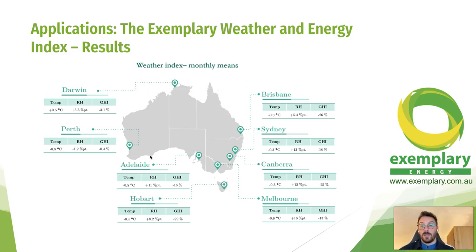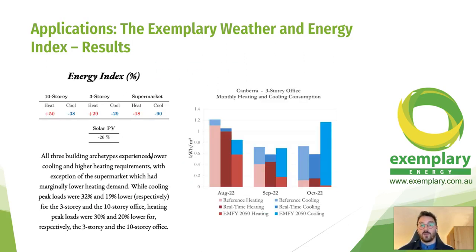So for example, in Sydney in October, the temperature was on average just 0.3 degrees Celsius below the historic average, while relative humidity was significantly higher and the global horizontal irradiance was significantly lower. This is summarizing the weather index of the Exemplary Weather and Energy Index, while the results of the simulations of the 3 building archetypes and the solar PV systems make up the energy indices, which present variation in heating and cooling across the three building archetypes, as well as the output utilizing our modeled PV system.